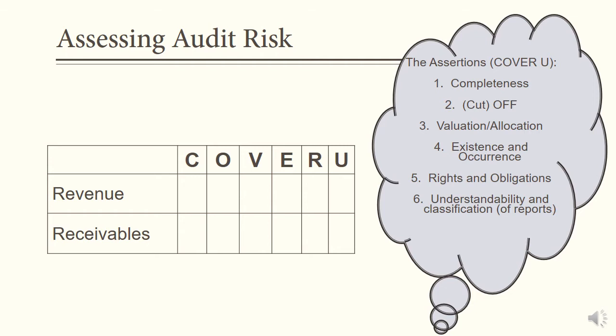Now, with the revenue processes, an auditor assesses risk with regard to completeness, occurrence, and the cutoff date. With regard to receivables, the auditor assesses risks related to completeness, valuation, existence and occurrence, and to some extent, rights and obligations. We'll talk about this in a little bit more depth later.